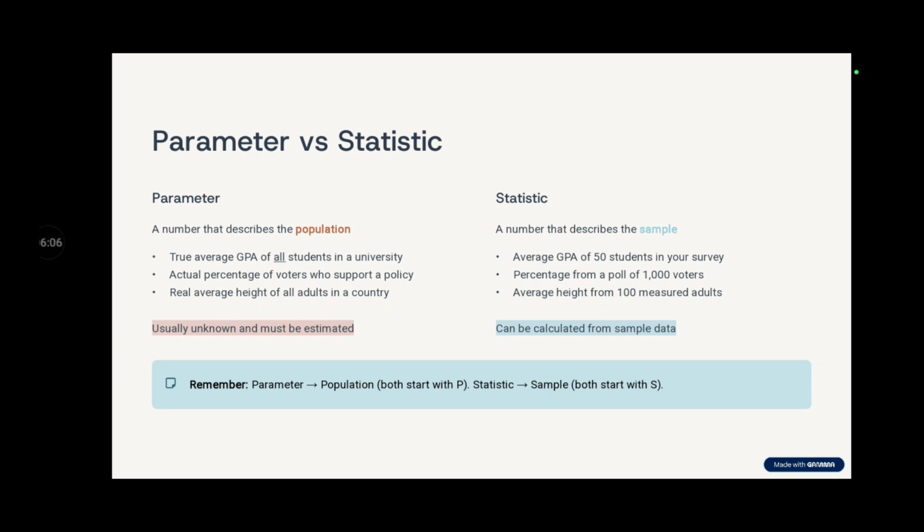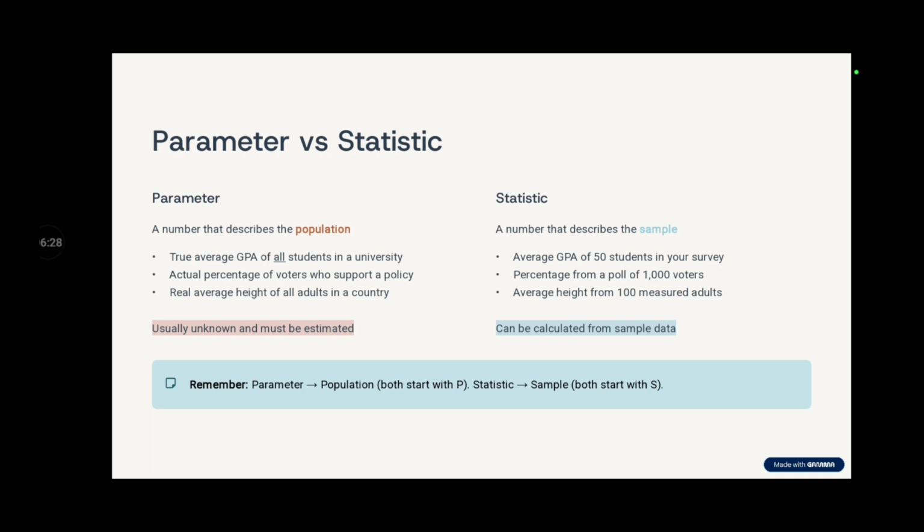Now what is a statistic? A statistic is a number that describes the sample. Here we have an example: the parameter is the true average GPA of all students in a university. And the statistic, in the sample, is the average GPA of 50 students in our survey, because we cannot take the survey of the whole university.